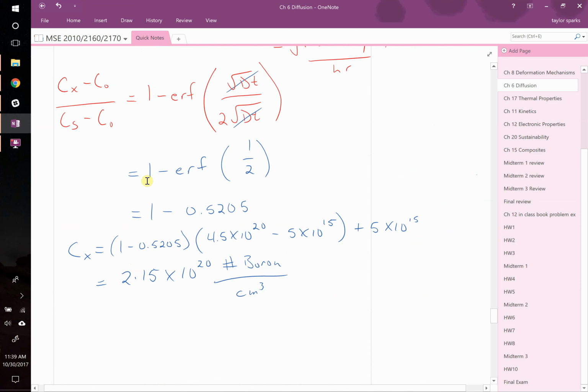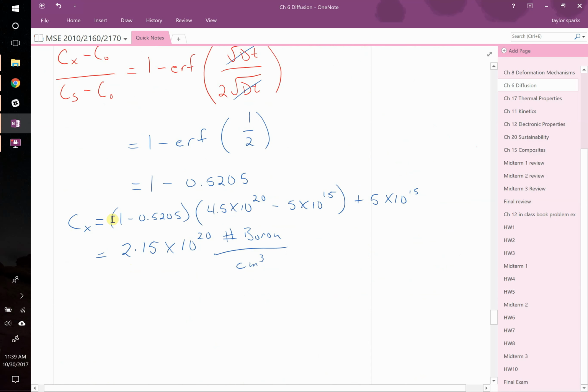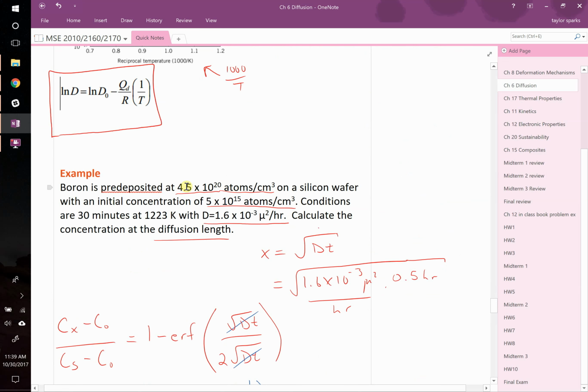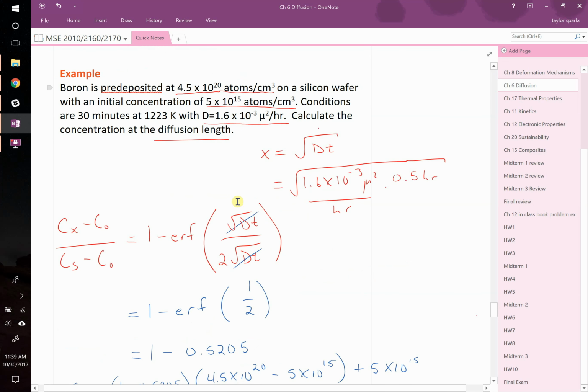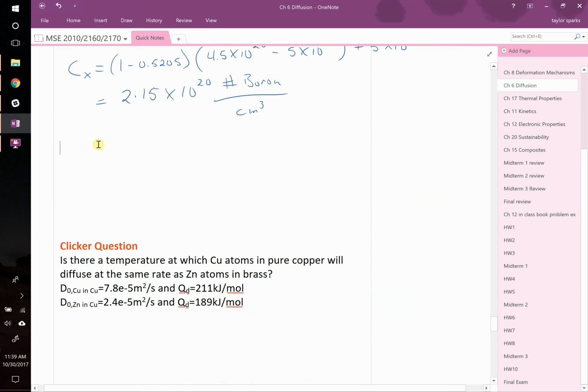So we've got 1 minus 0.5205. Rearranging, we can say that Cx is given by this expression, and solving for Cx, we have that it's 2.15 times 10 to the 20. So that's less than what was at the surface, right? The surface had 4.5 times 10 to the 20, but it's way higher than what was in the initial material, okay? So that's an example of using Fick's second law for non-steady state diffusion.